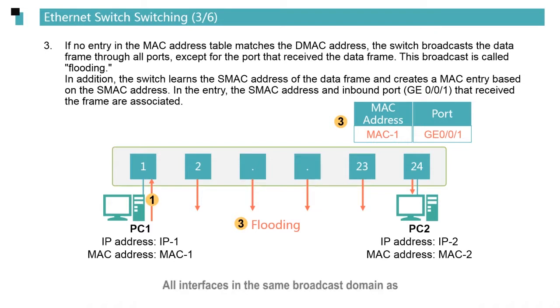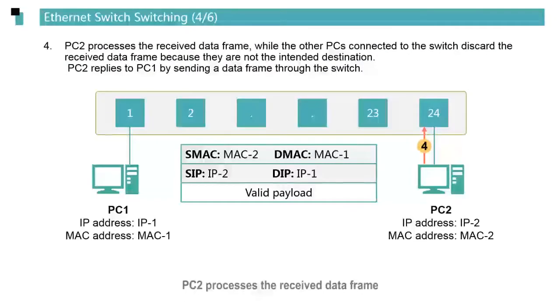All interfaces in the same broadcast domain as the switch receive this data frame. In addition, the switch learns the SMAC address of the data frame and creates a MAC entry based on the SMAC address. In the entry, the SMAC address and inbound port GE0/0/1 that receives the frame are associated. PC2 accepts the received data frame, while the other PCs connected to the switch discard the received data frame because they are not the intended destination.